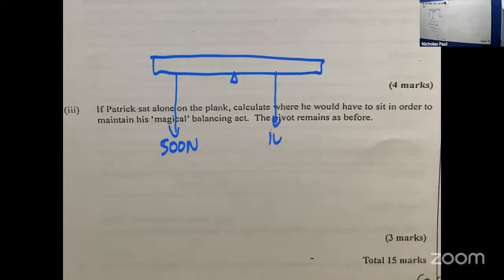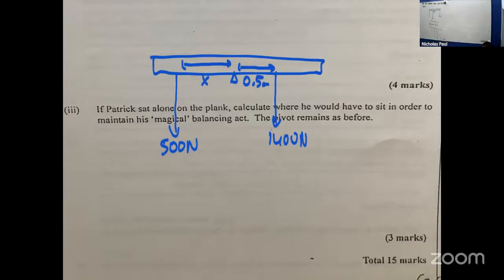Here is 1400 still. And then we got 1400. How far away is it? 0.5. Right, but we don't know where Patrick's sitting.